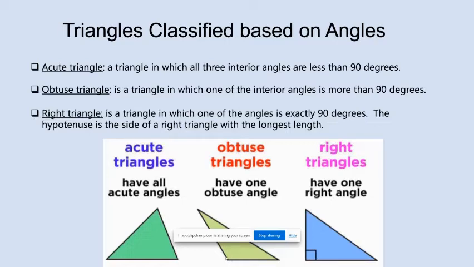In our example, we can see that one of these angles would be greater than 90 degrees, and this will make it an obtuse triangle. For the right triangle, this is the easiest one to remember. We remember that the right triangle has one right angle, as we can see here in our example. And one other thing to remember about the right triangle is that the longest side of the right triangle is called the hypotenuse.